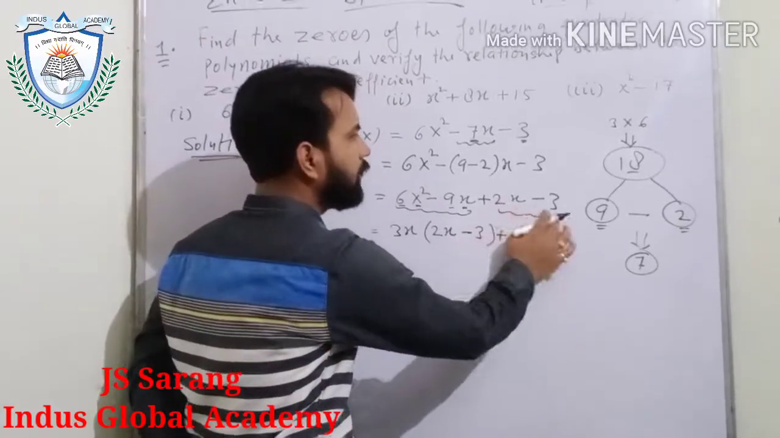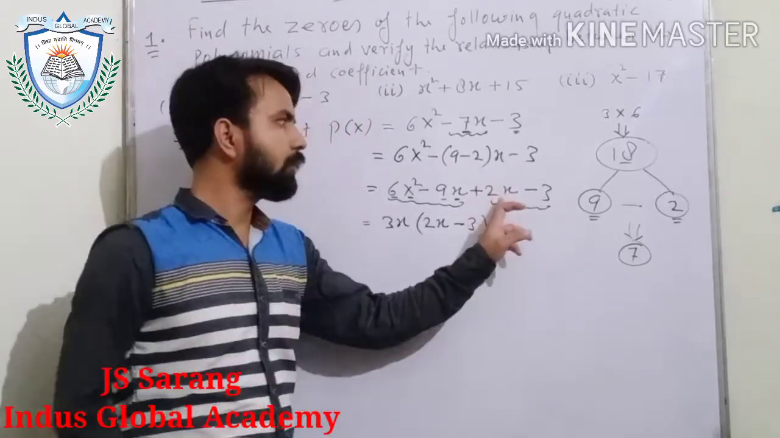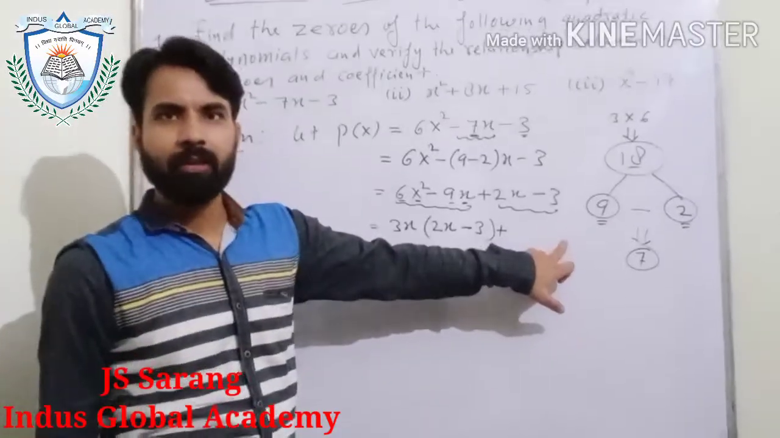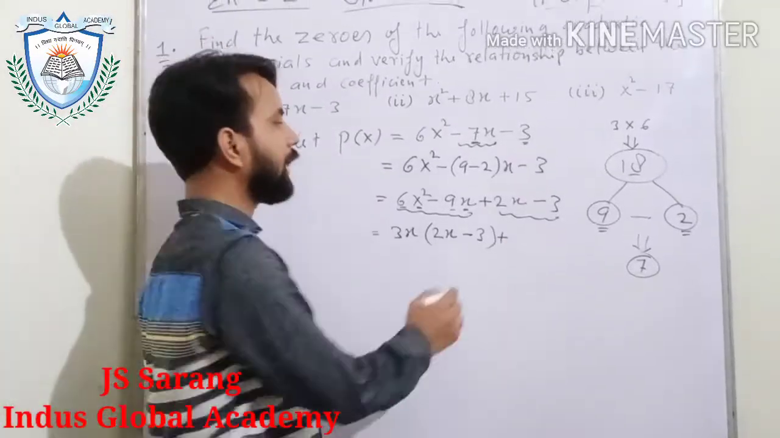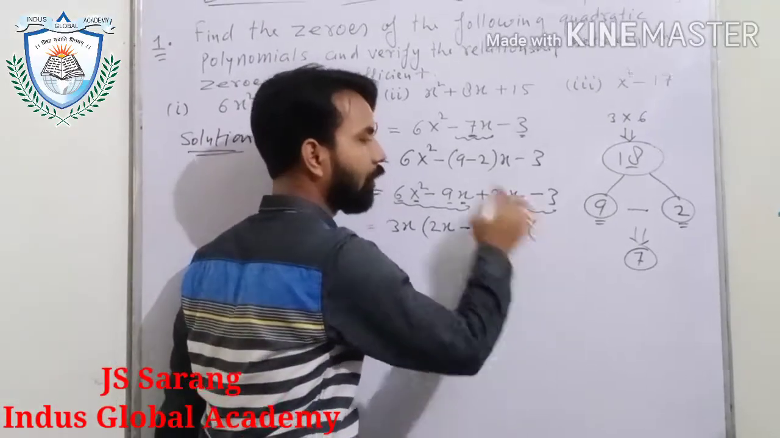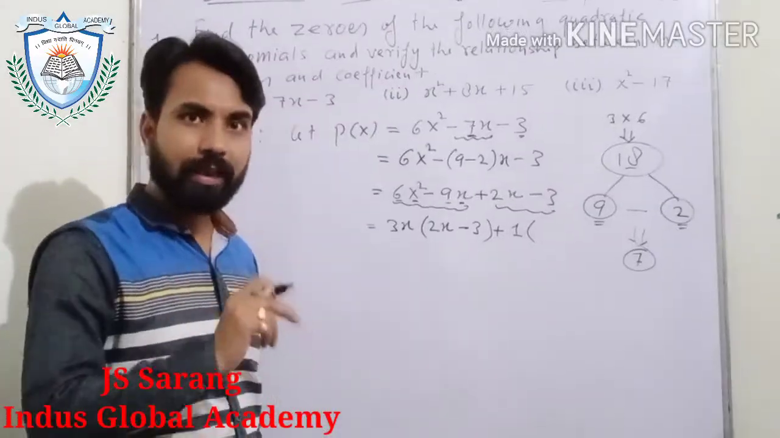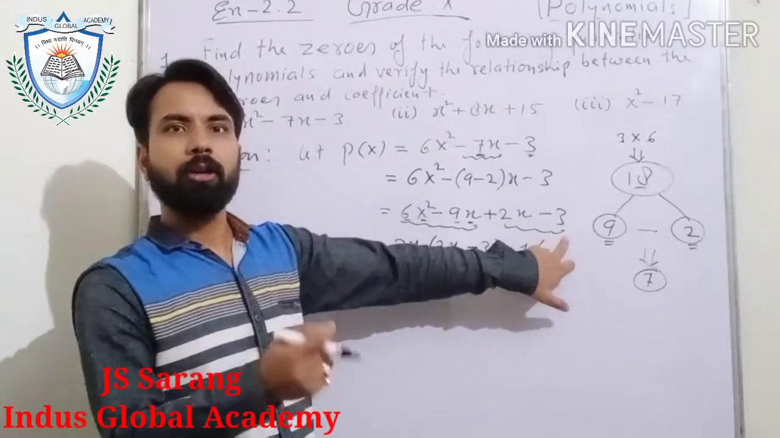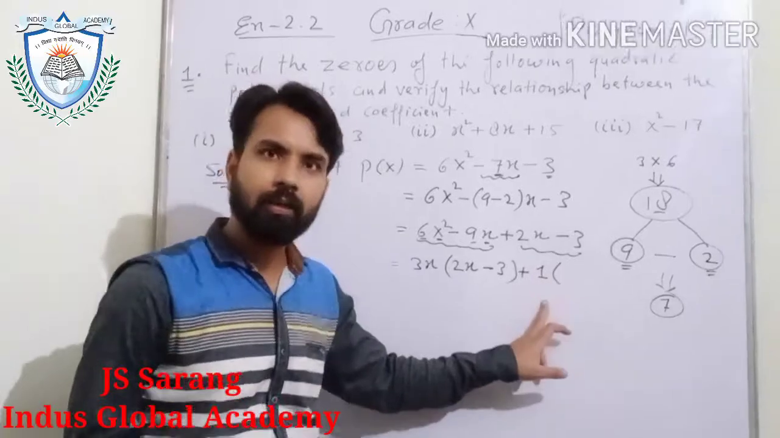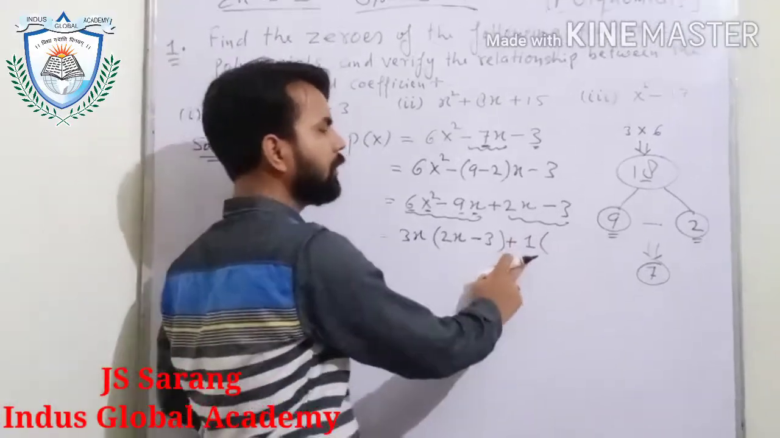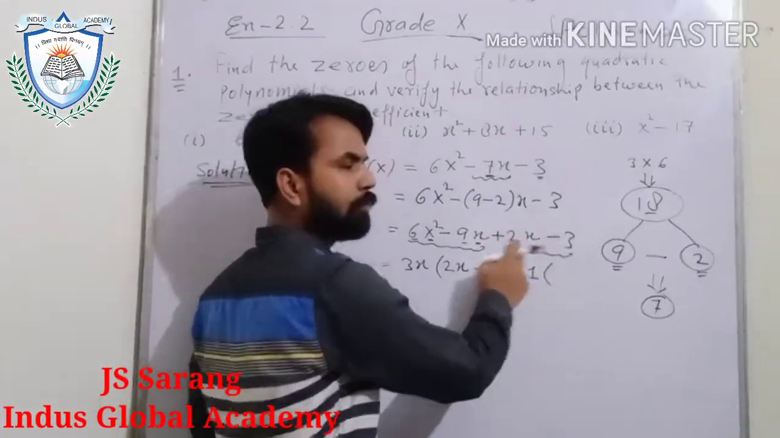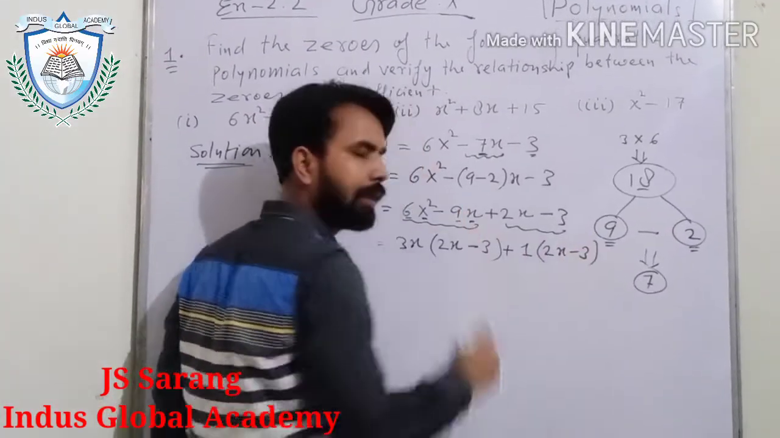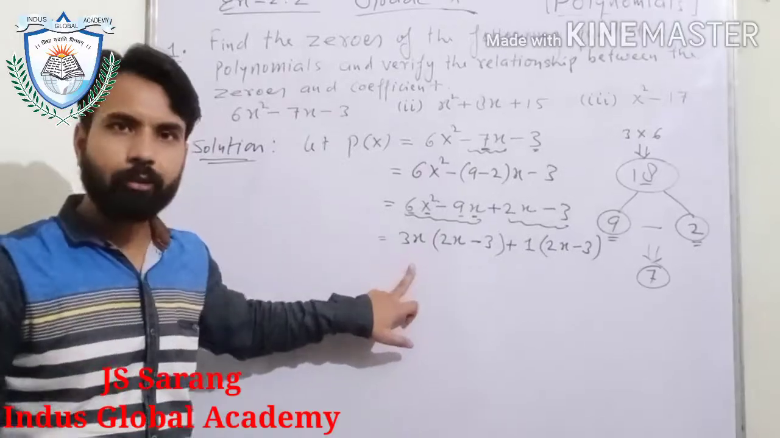Now what is common in these two terms? This is 2x and this is minus 3. So here nothing is common. And if nothing is common, then we have to take 1 as common. Note this point in your mind. If nothing is common, then what can be common? 1. We will take 1 as common. And if 1 is common, then there will be no effect on both the terms. It will remain the same, that is 2x and minus 3. This step is clear to everyone?